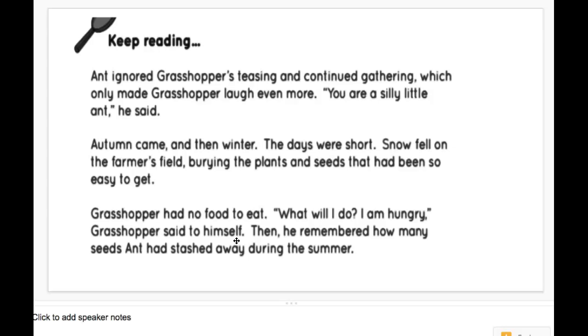Here is the problem. The author just introduced the problem. Grasshopper is hungry. He has no food to eat. Grasshopper wants food. He doesn't have any. Then remember how many seeds Ant had stashed away during the summer. This is our second piece of popcorn, guys. We already have our first, the characters and setting. We now have our second, the problem.